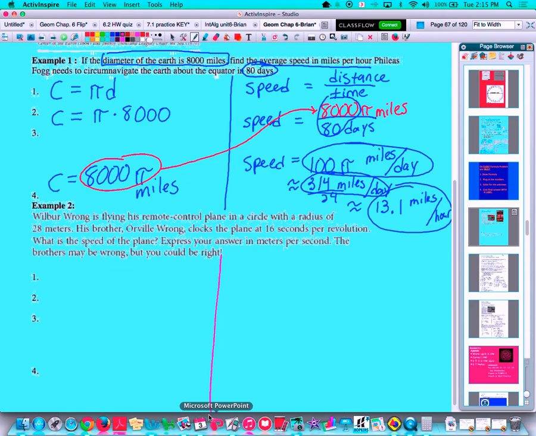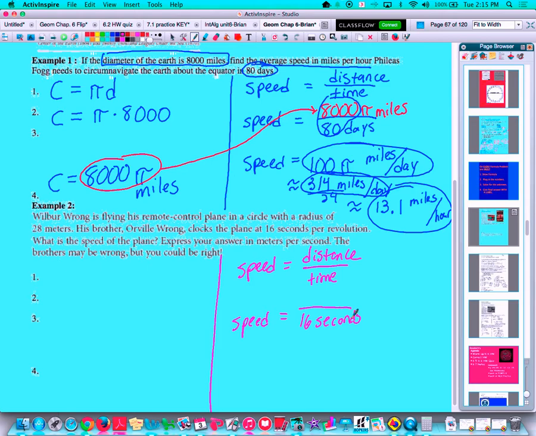So once again, we have a speed problem. So speed is equal to distance divided by time. So we're going to have to get a distance and a time here. Now, we are given a time in this problem of 16 seconds. So speed is equal to some distance over 16 seconds. So that's our time for one revolution.